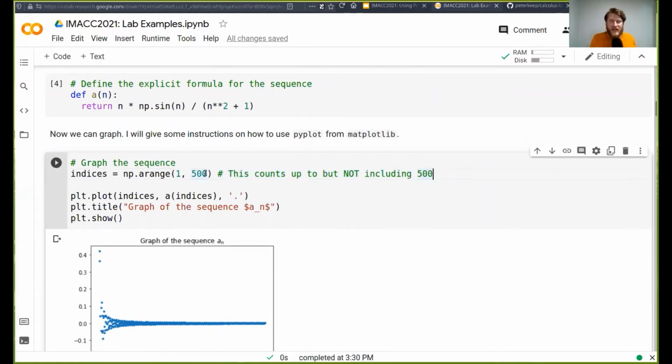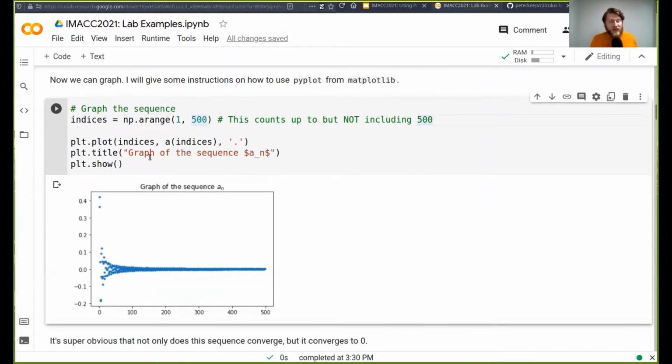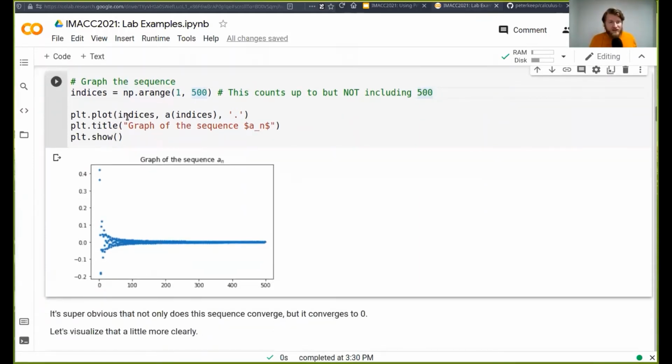Later on, we'll be able to add a third argument to this that's going to count as a step size. So if we leave that blank, it's going to default to counting by ones, which is great for us with sequences. That's what we want to do. And now you can see I'm plotting this stuff. I'm going to plot my inputs on the x-axis. That's that list of indices.